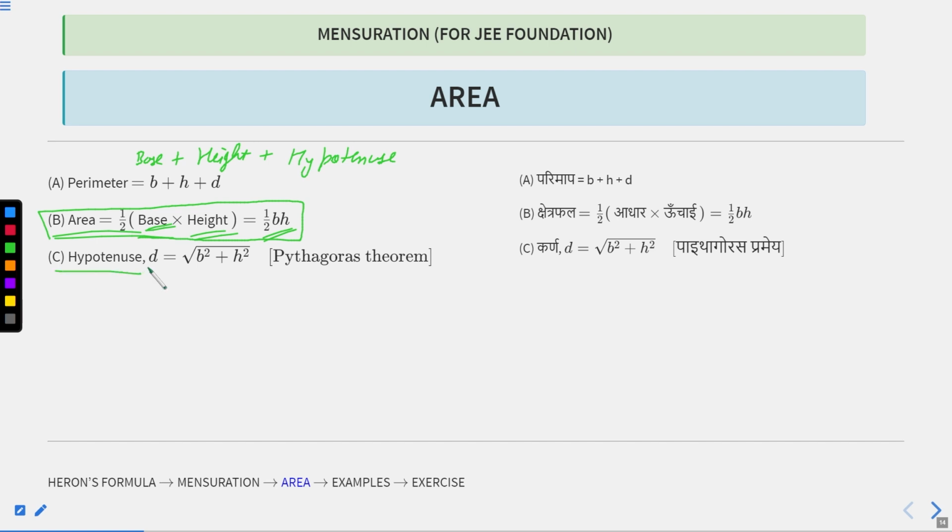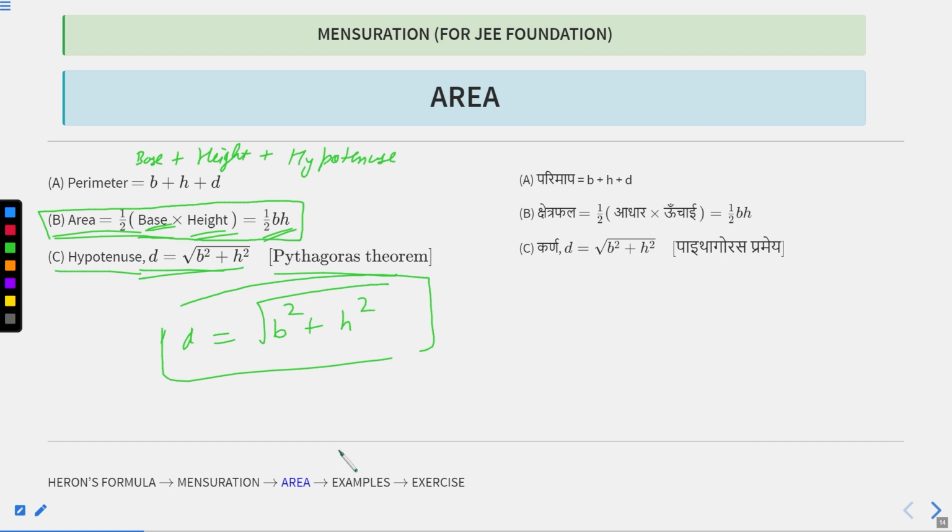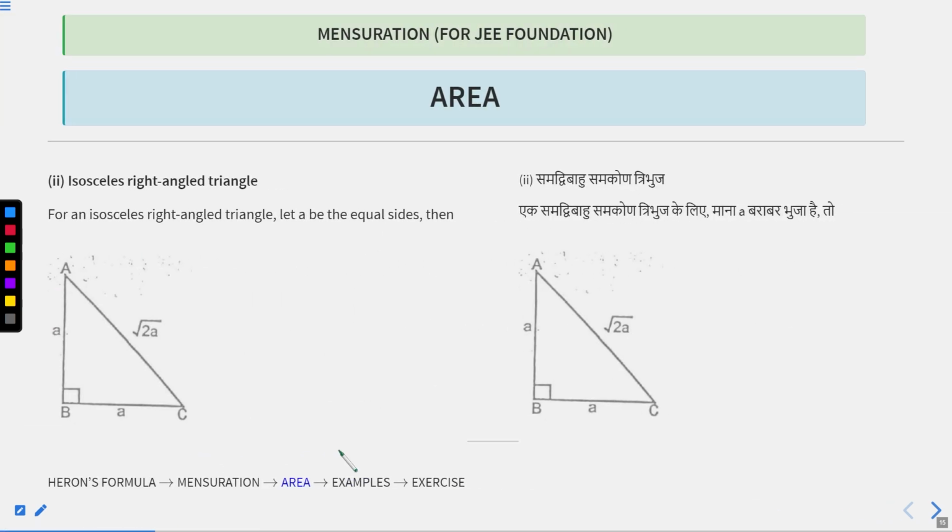Now for the hypotenuse, I have already given you the Pythagoras theorem. From the Pythagoras theorem we have this, because d was our hypotenuse. That means hypotenuse square is equal to base square plus height square. If you transfer that square to the right side, it becomes the root. So d is this. I hope this is also clear to you. So let's move to next.